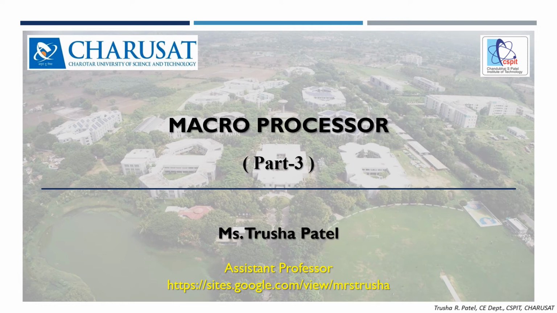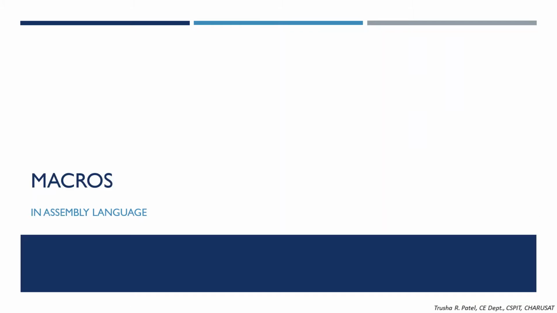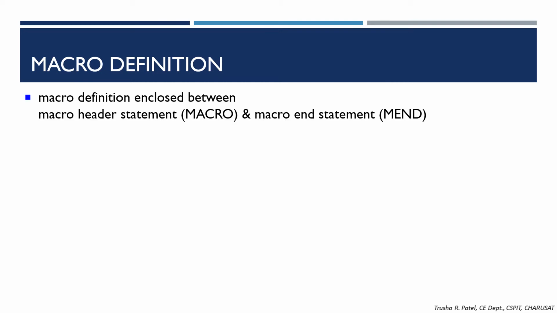Welcome to part 3 of macroprocessors. Let us talk about macros in assembly language. In macro definition, a macro definition is enclosed between two statements, that is the macro header and the macro end statement. Typically, a macro is located at the beginning of the program.